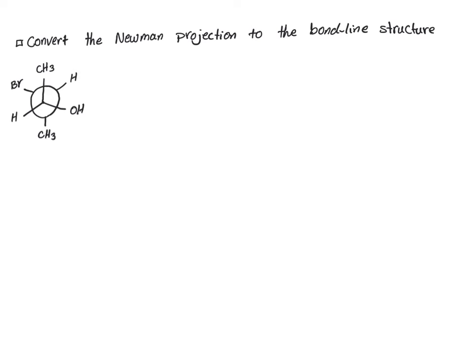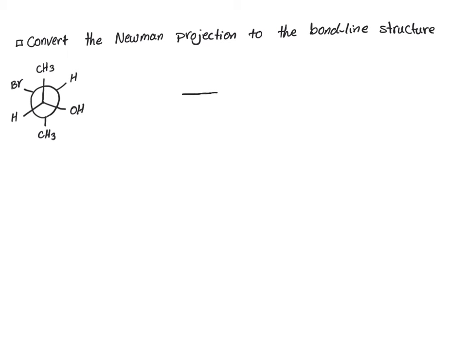The second way is to not use the model, and this is the way that I would like to teach you, because if you are taking MCAT and PCAT and they want you to convert the Newman projection to the bond line structure, you may not have access to the model kit. So this way is pretty easy. There are a few steps that you need to follow. The first one is to draw a line first.